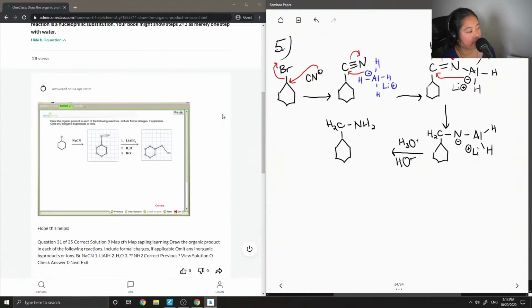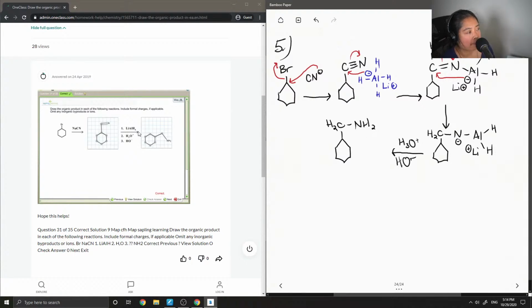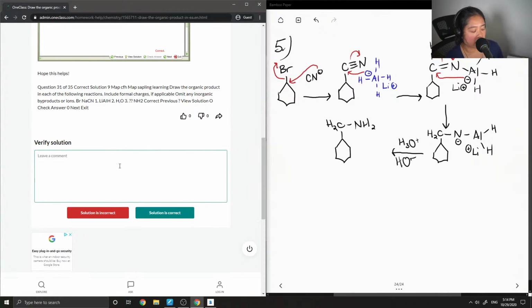Let's see the answer from our junior tutor. They have the cyanide replace the bromine, and then after it is reacted with the lithium aluminum hydride, that triple bond gets reduced twice, and then we're left with just a single bonded carbon with an amine group. The solution is correct.